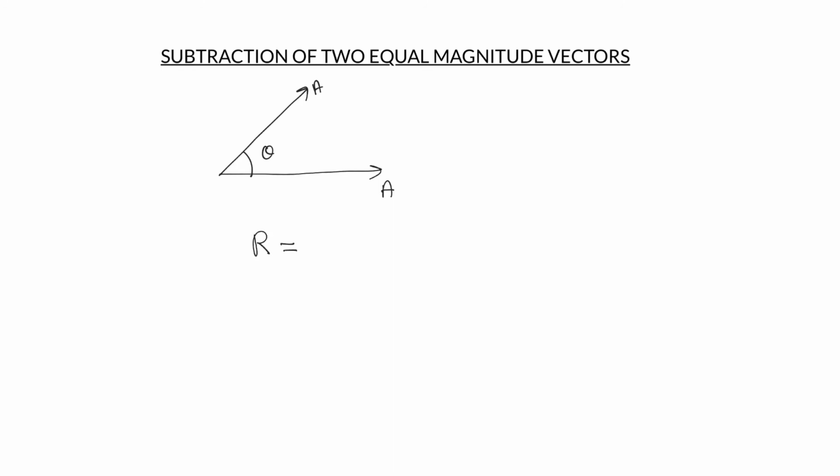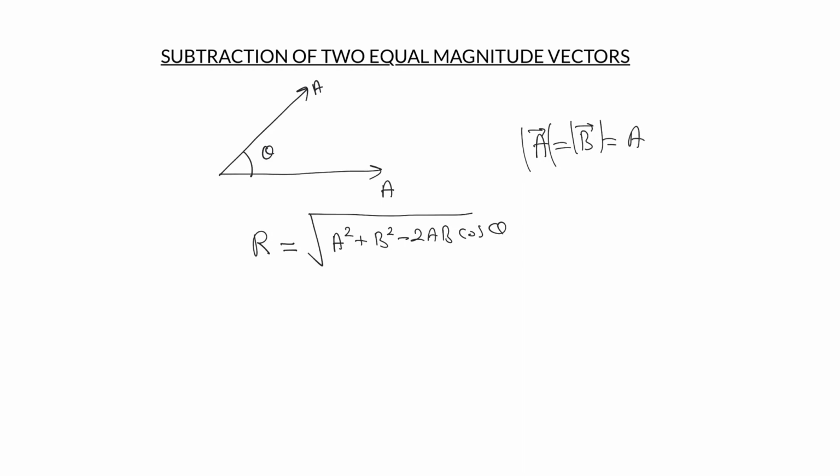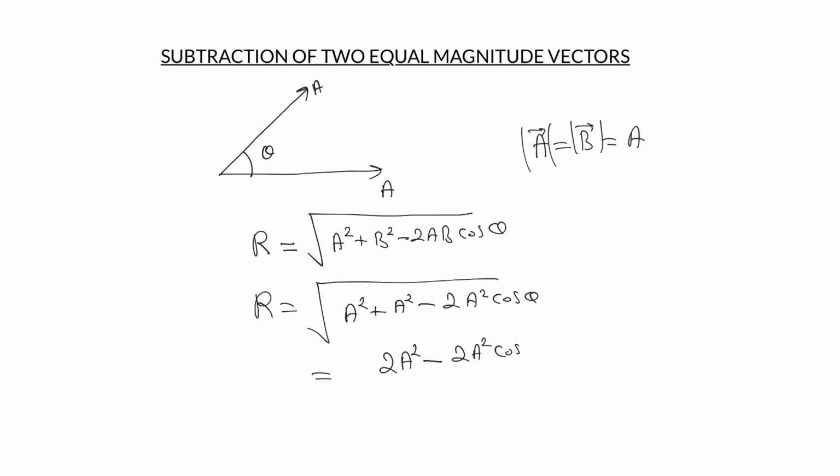If you have two vectors of magnitude a and b, we know the equation for their resultant vector: the square root of a squared plus b squared minus 2ab cos theta. In this situation, the magnitude of vector a equals the magnitude of vector b, and we take both as a. So the equation becomes r equals the square root of a squared plus a squared minus 2a squared cos theta, which is the square root of 2a squared minus 2a squared cos theta.